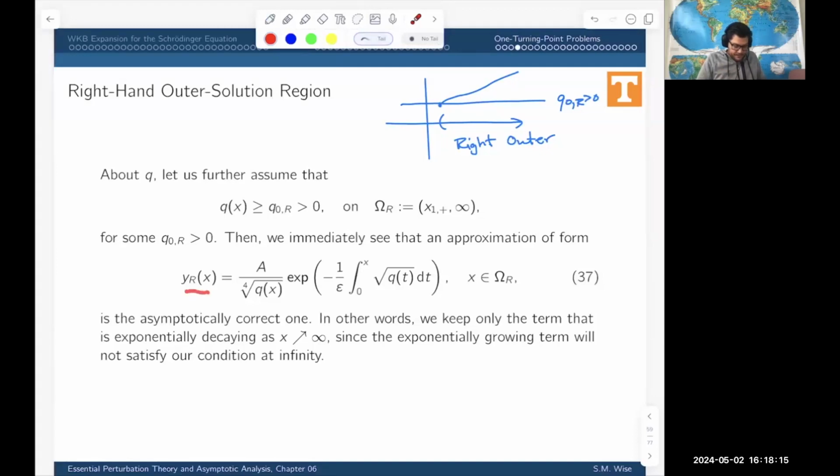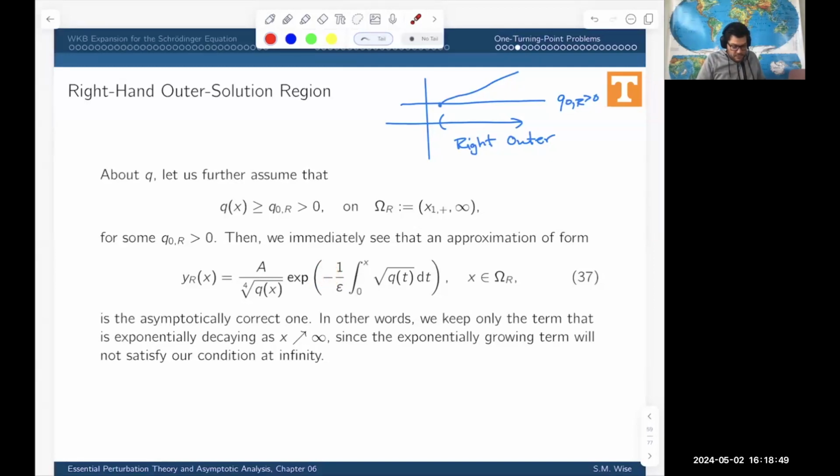y of x is equal to some constant over the fourth root of Q, Q is positive, times exponential minus 1 over epsilon integral 0 to x square root of Q dt. Now, you might wonder where's the other solution. The other solution would have been an exponential with the plus sign. So we're going to disregard that right away because that's going to blow up.